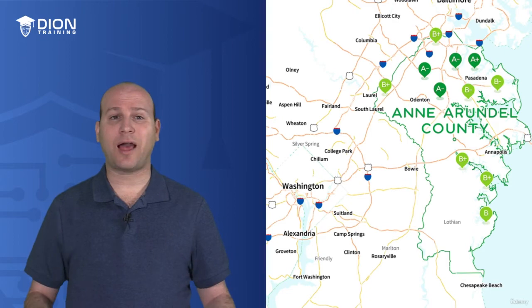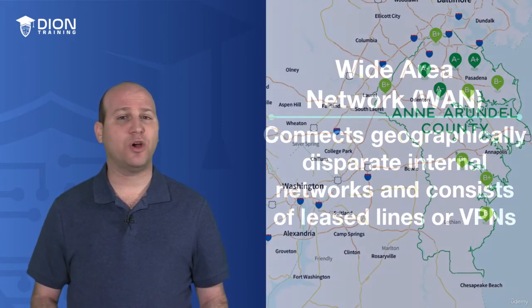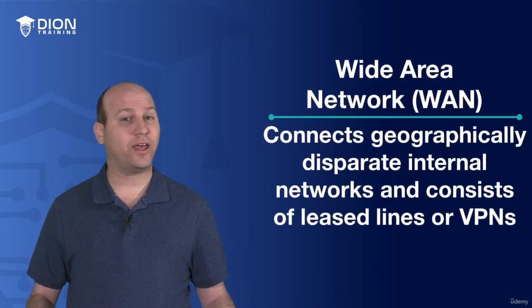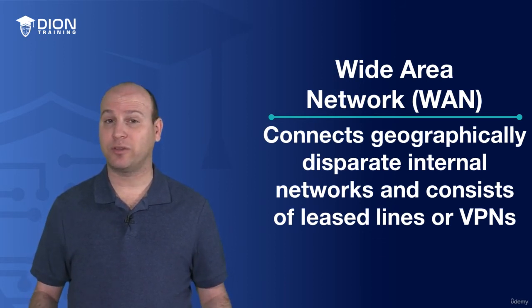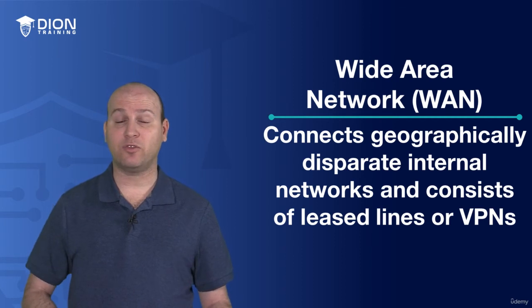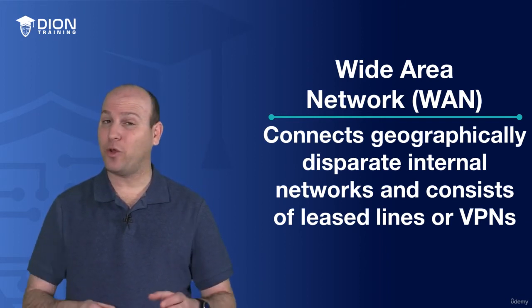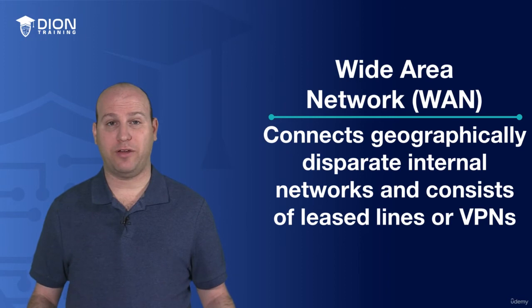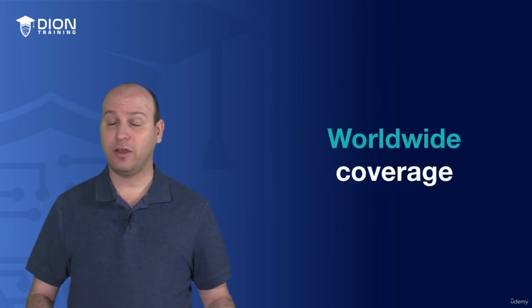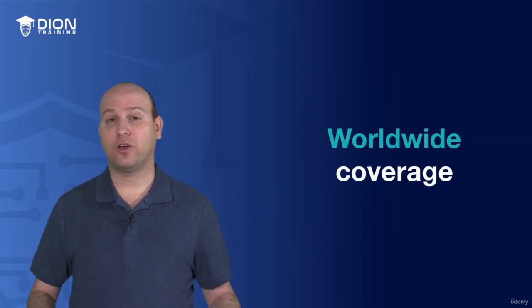And this brings us to our last one, our biggest network, which is known as the Wide Area Network, or WAN. Now, a wide area network connects geographically disparate internal networks. So this can consist of leased lines or virtual private networks that are tunneled over the internet. Now, if you don't know what those two terms are, don't worry about that right now. We're going to go into both of them later on in the course in a lot of depth. So for right now, I want you to focus on the fact that a WAN covers a large geographic area. This may be across your state, across your country, or even across the world.